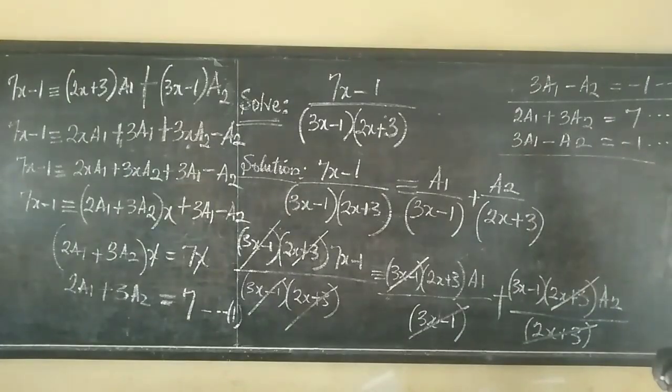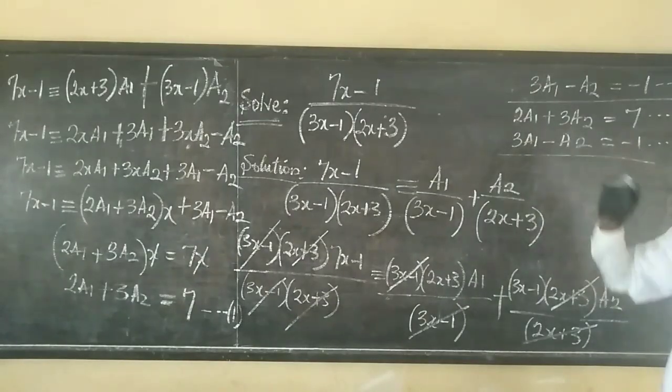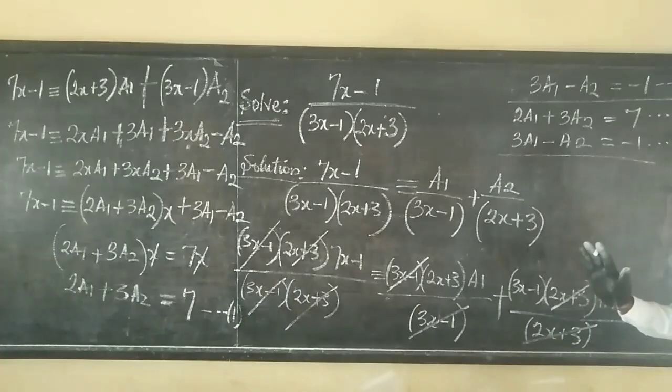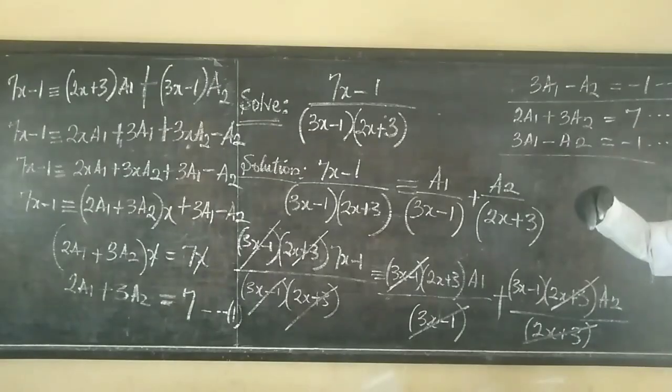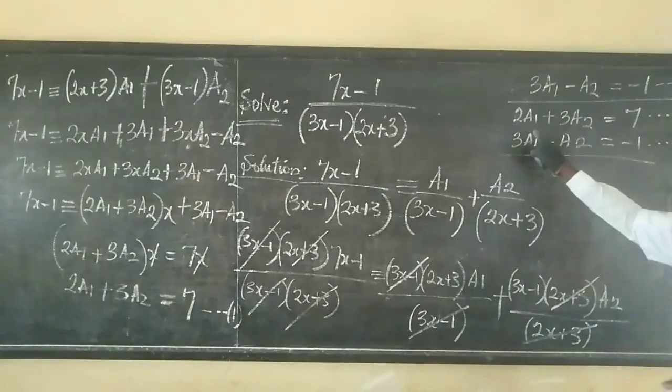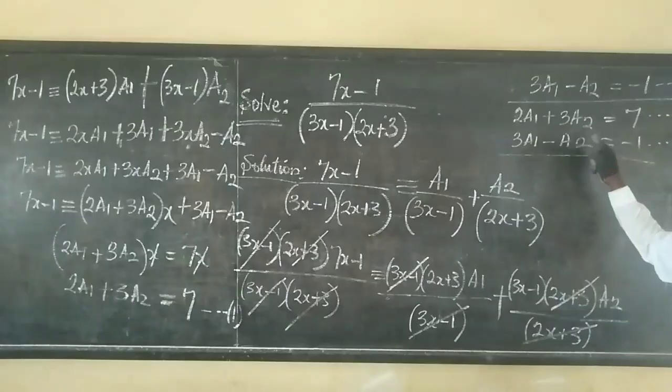What do we do to solve this simultaneously? Very simple. Look at this. Decide which letter you want to eliminate. So I've decided I want to eliminate A1 so that I can find A2, after which I'll come back and find A1 by eliminating A2.